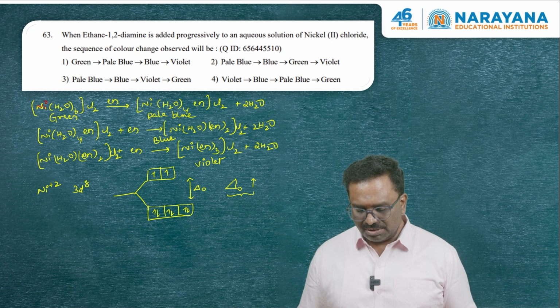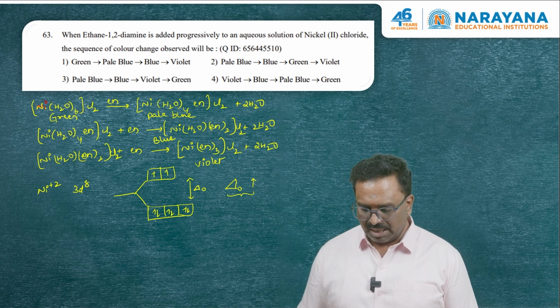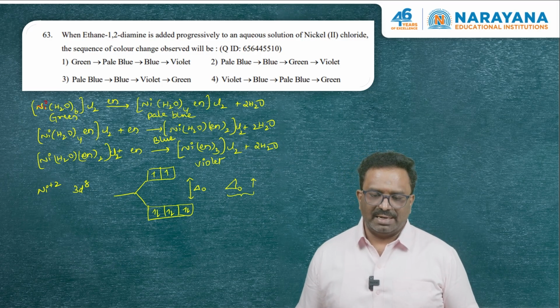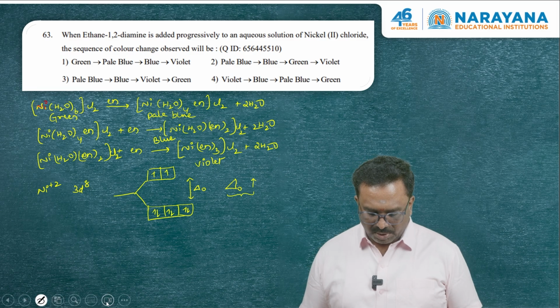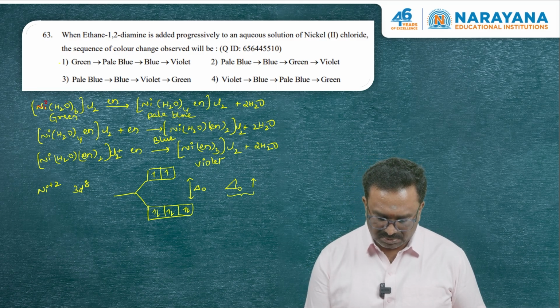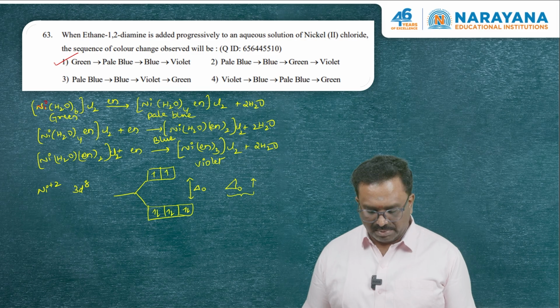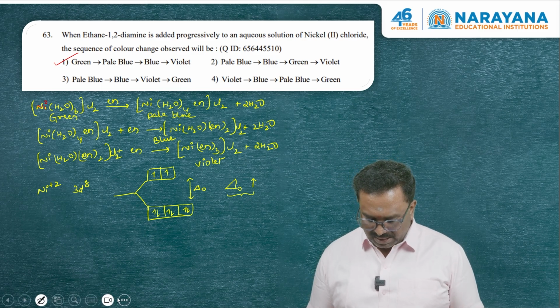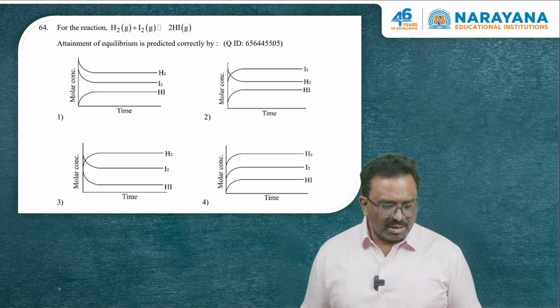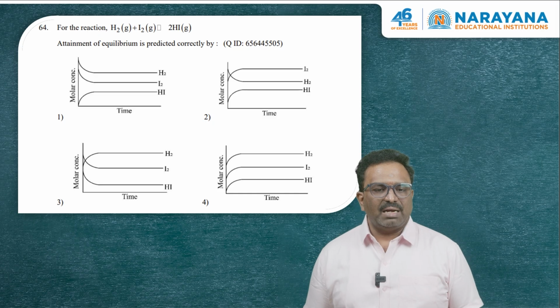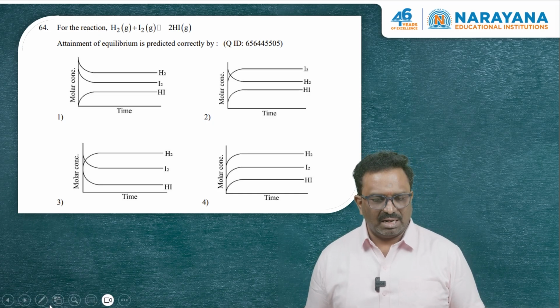Now the color change is happened towards, here you can see green towards the violet gradually because of that change in splitting energy. So what is the more appropriate here is green to pale blue, then to blue, and then to the violet. This is the more appropriate among the given answers. Now let me see here the next one. For the reaction I2 plus H2 gas gives 2HI, the attainment of equilibrium is predicted correctly by when the reaction is in progress.